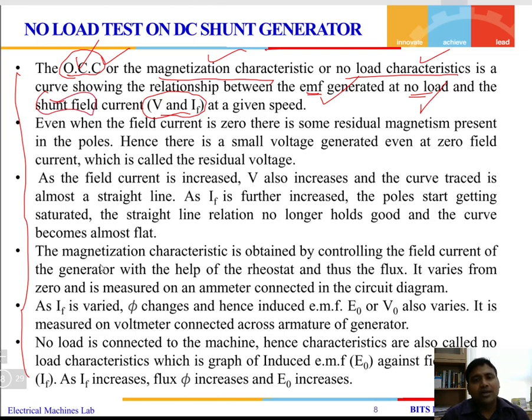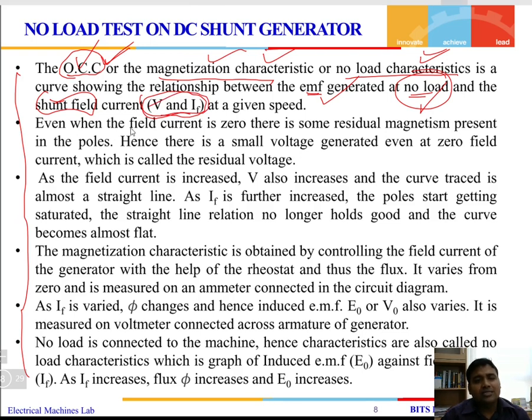So the open circuit characteristic we will be obtaining, other name is magnetization characteristic or no load characteristic, and it is under the no load condition. So the curve which is obtained between the generated voltage and the field current.